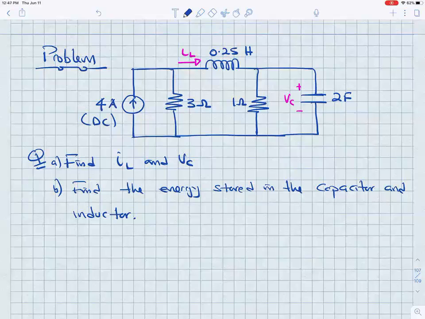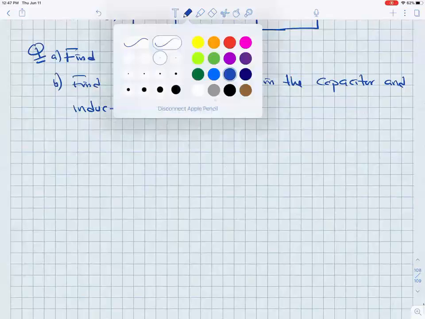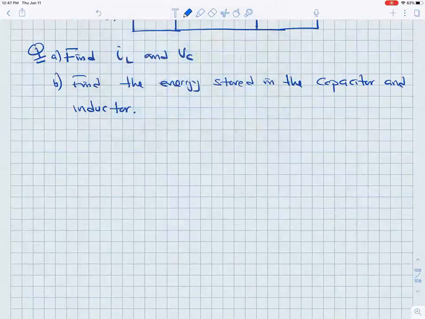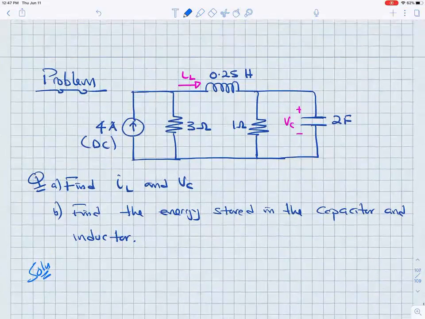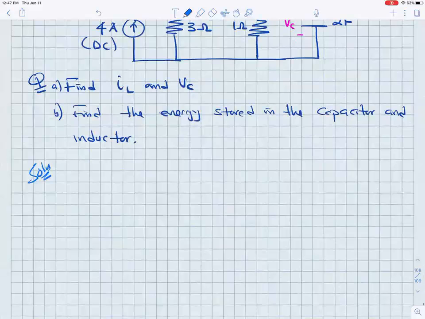Okay, let's go ahead and solve it. It looks like this is taking long. Okay, so it's a simple circuit. As soon as you are able to draw the equivalent circuit, you are going to see that this is a simple circuit. So we need to find IL and we need to find VC. That's the first part, and then the second part, we just use a formula. So we need to draw the equivalent circuit.